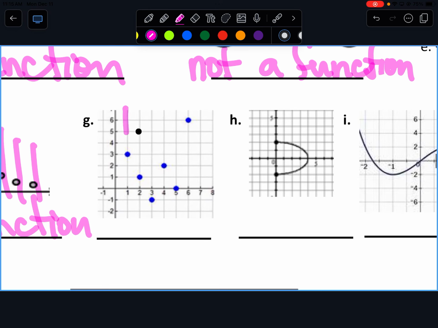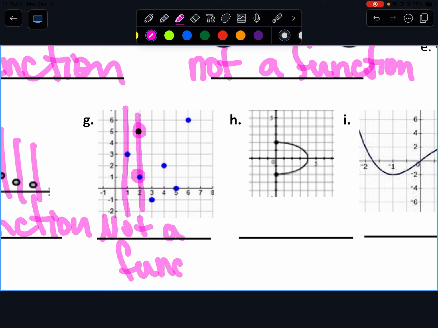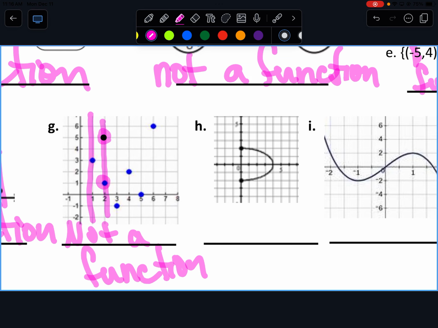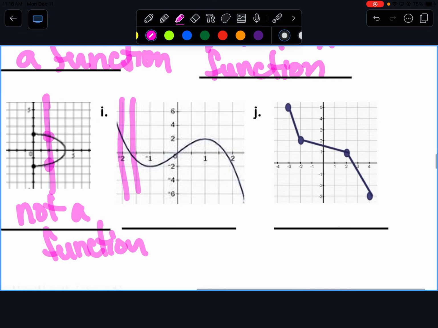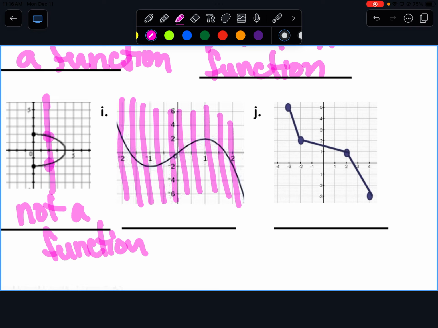This one, it hit 2, so this is not a function. This one hits more than one, here and here, not a function. So this one, no matter where I go, I'm only going to hit it at one time. Okay, so this is a function.